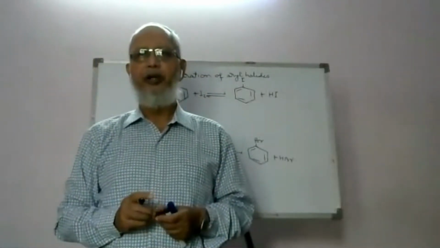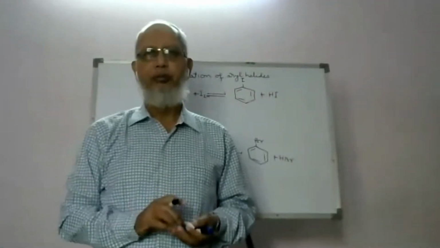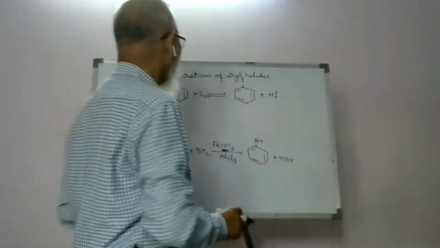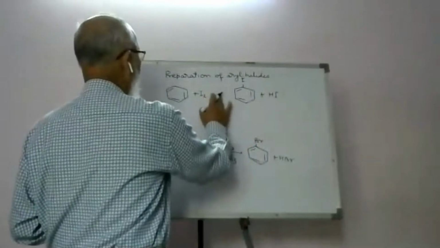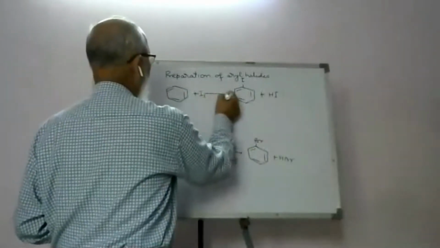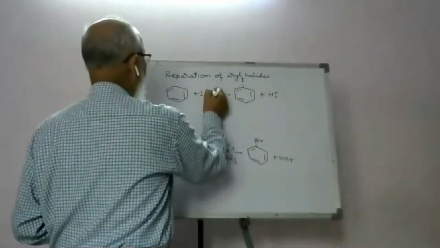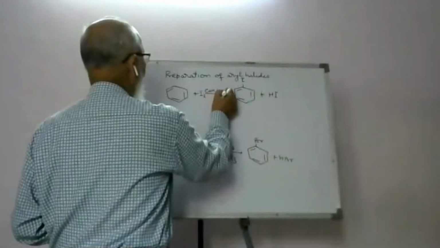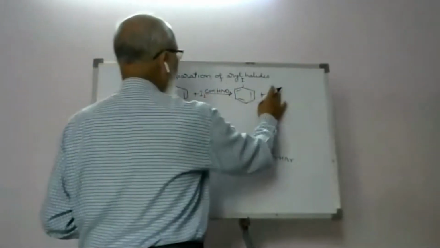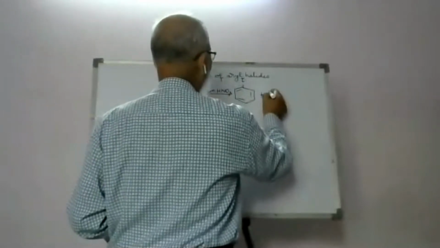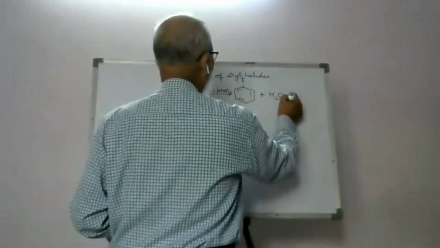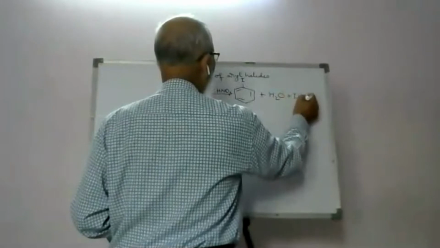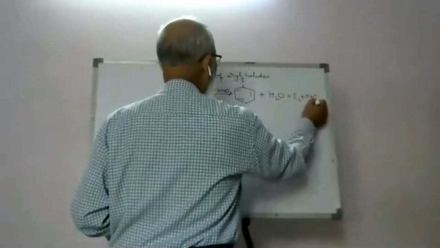Therefore, in order to prepare iodobenzene from benzene, the benzene is heated with iodine in presence of some oxidizing agent like concentrated nitric acid. This concentrated nitric acid helps in oxidizing this HI into water and iodine, and there is also formation of brown colored gas nitrogen dioxide.